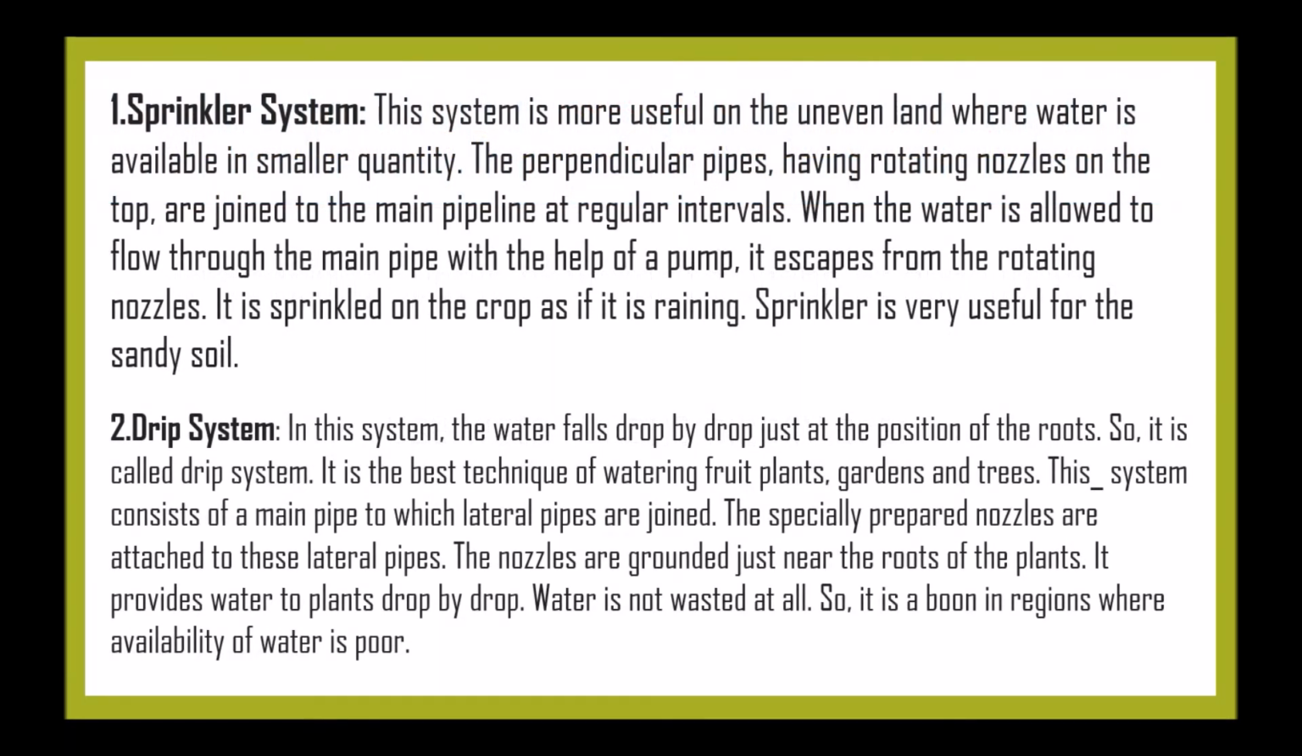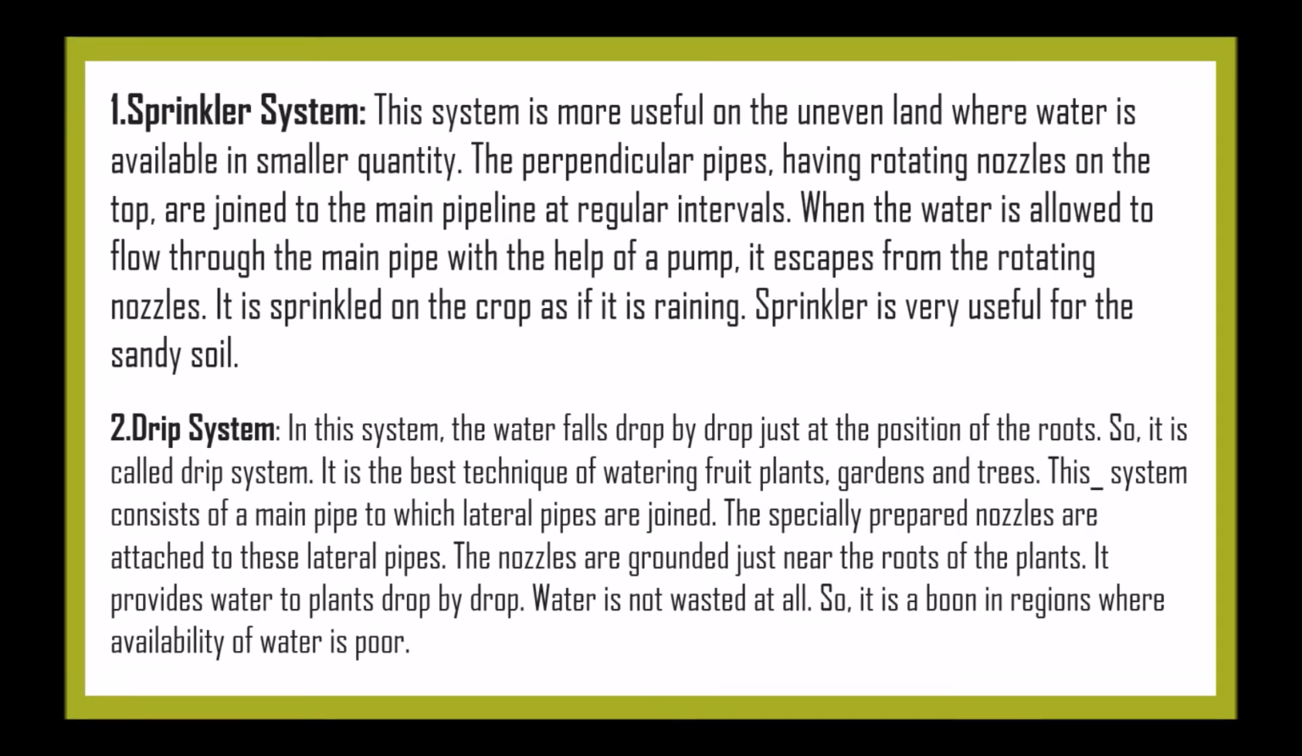Sprinkler system. This system is more useful on uneven land where water is available in smaller quantity. The perpendicular pipes having rotating nozzles on the top are joined to the main pipe at regular intervals. When the water is allowed to flow through the main pipe with the help of a pump, it escapes from the rotating nozzles. It is sprinkled on the crop as if it is raining. Sprinklers are very useful for sandy soil.